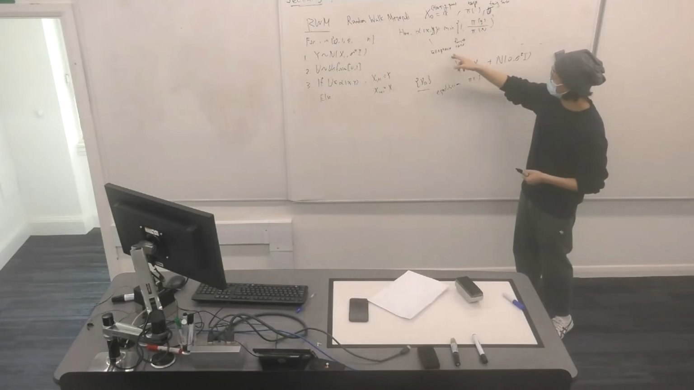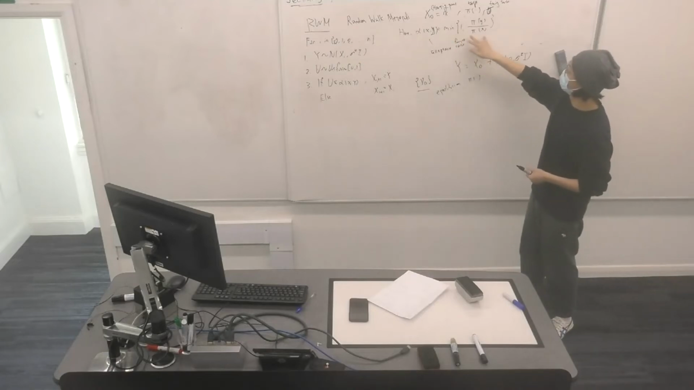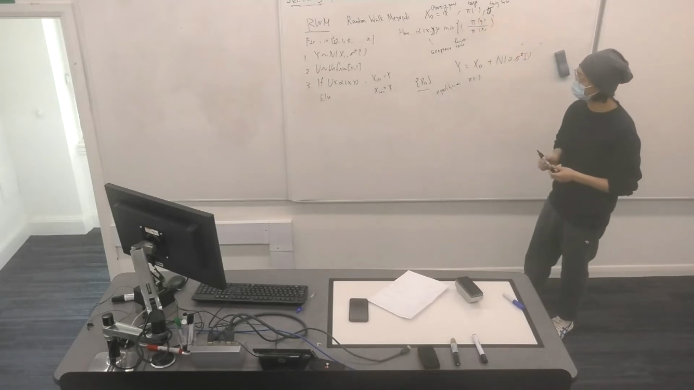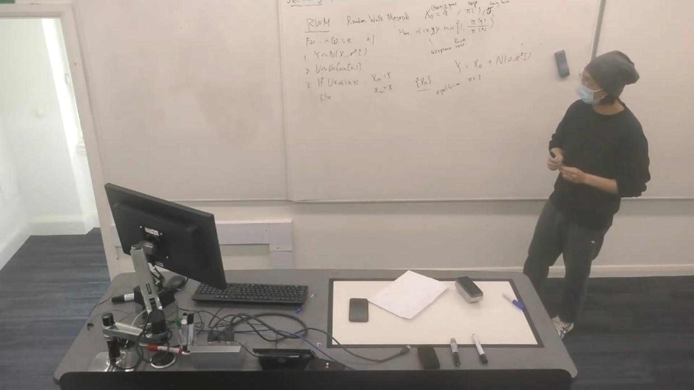Now this acceptance function is the minimum of these two. It's either 1 or this ratio of pi of y over pi of x, this pi being the target distribution. Any questions so far?